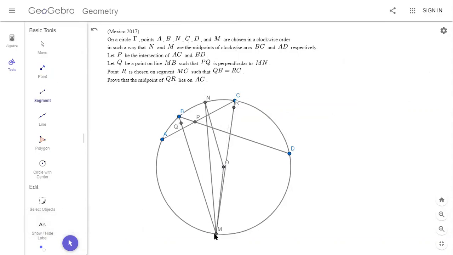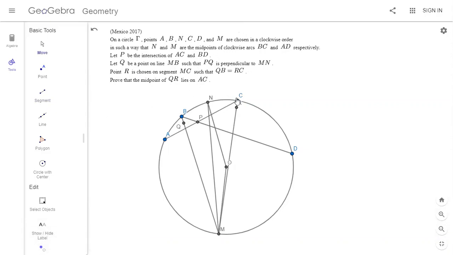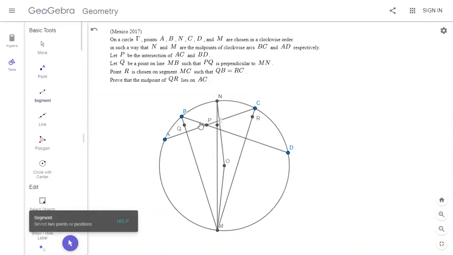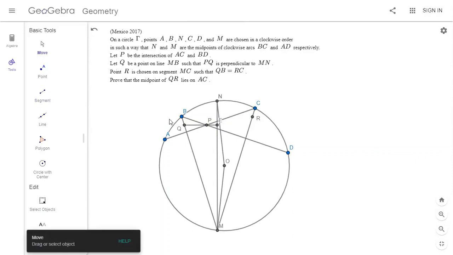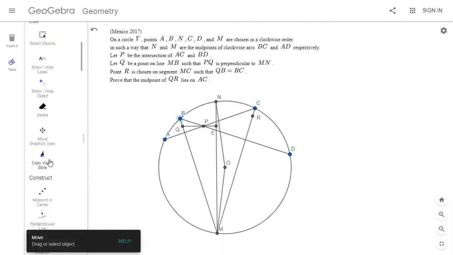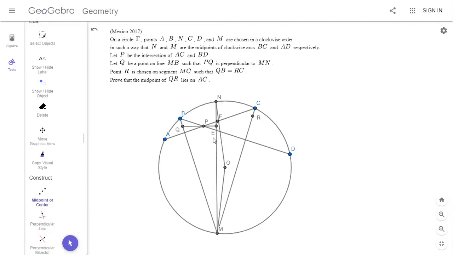I think it's worth drawing NO and MO, but let me space things out a little bit more. So PQ, yeah, we want to show that PQ is perpendicular to MN. We know PQ is perpendicular to MN from the problem statement. We want to show the midpoint of QR lies on AC. So BQ is equal to RC. Let me draw the midpoint. Maybe we have some congruent triangles.